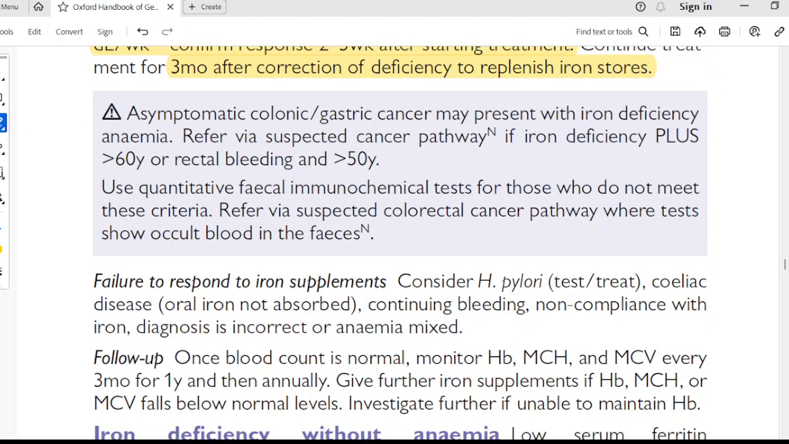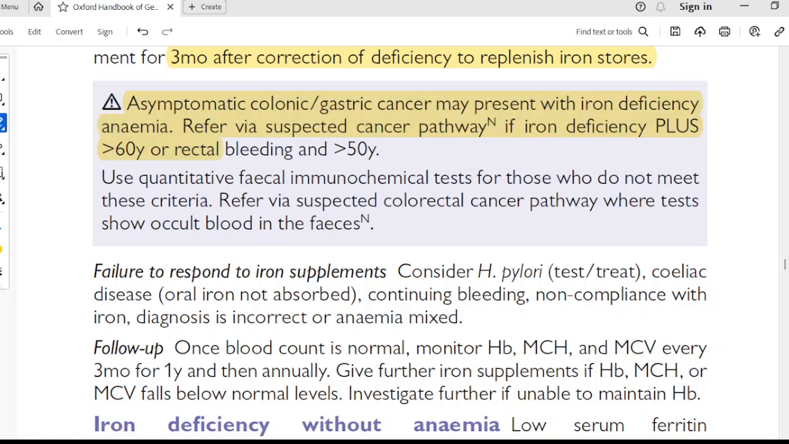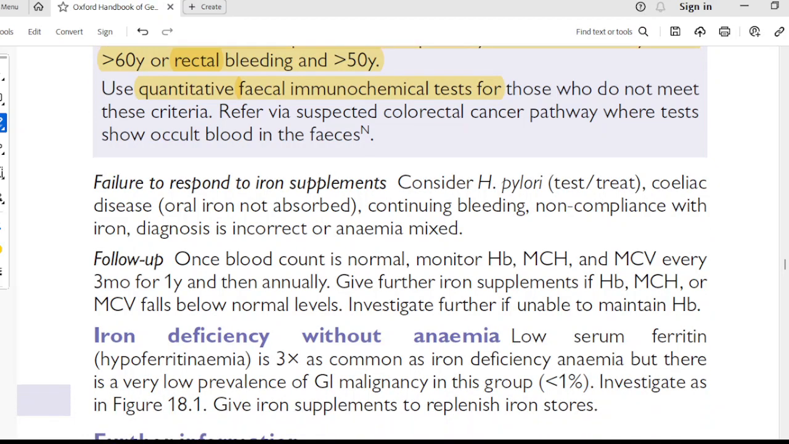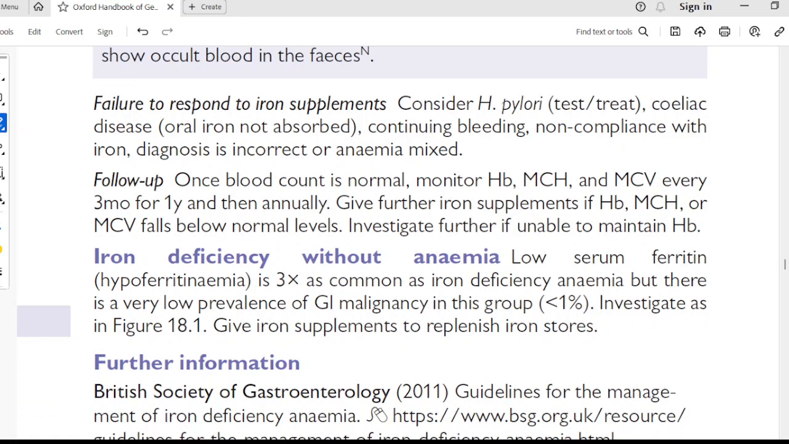Asymptomatic colonic or gastric cancer may present with iron deficiency anemia. Refer via the suspected cancer pathway if iron deficiency plus more than 60 years, or rectal bleeding and more than 50 years. So if there is iron deficiency in a patient more than 60 years, or rectal bleeding in a patient more than 50 years with iron deficiency, you can send for a 2-week cancer referral. Use a quantitative fecal immunochemical test for those who do not meet these criteria, to confirm whether there is hemoglobin in the stools, and refer via a suspected colorectal cancer pathway where tests show occult blood in the feces.